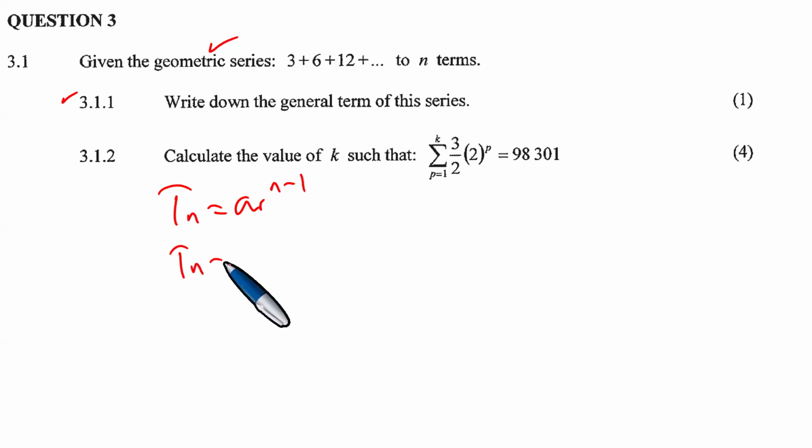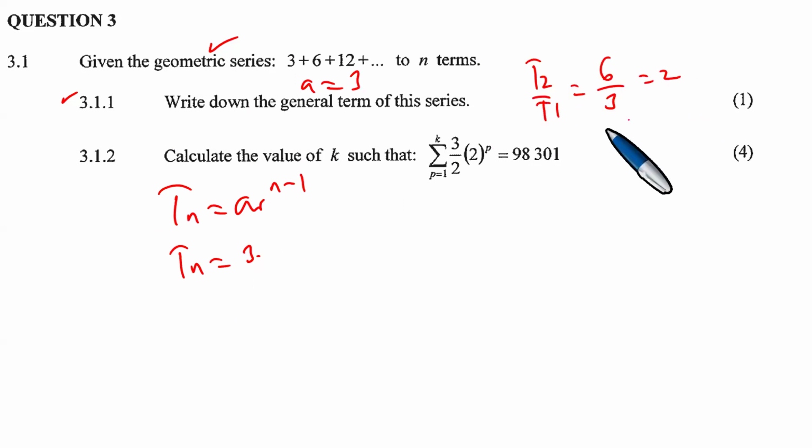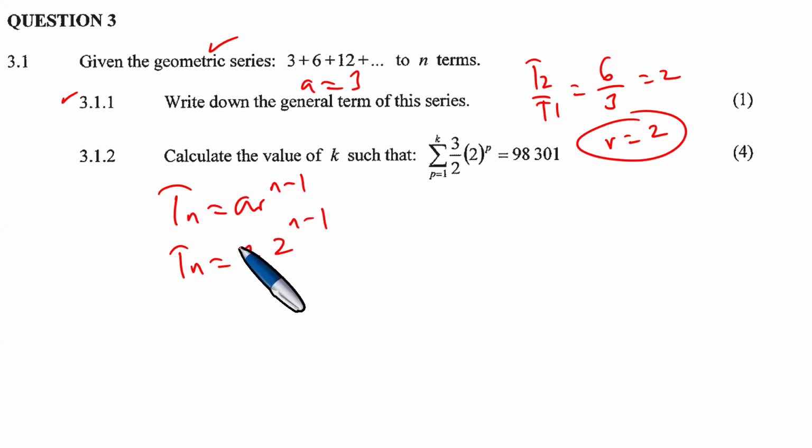Look at the fact that this Tn is given by the fact that the first term is 3, and now T2 over T1 is 6 out of 3, which is 2. The examiner has already told us that it is geometric, so the constant ratio is 2, to the power n minus 1. And therefore, that is the answer. So write down the general term for this series: Tn, or T sub n, equals 3 times 2 to the power n minus 1. Next question.